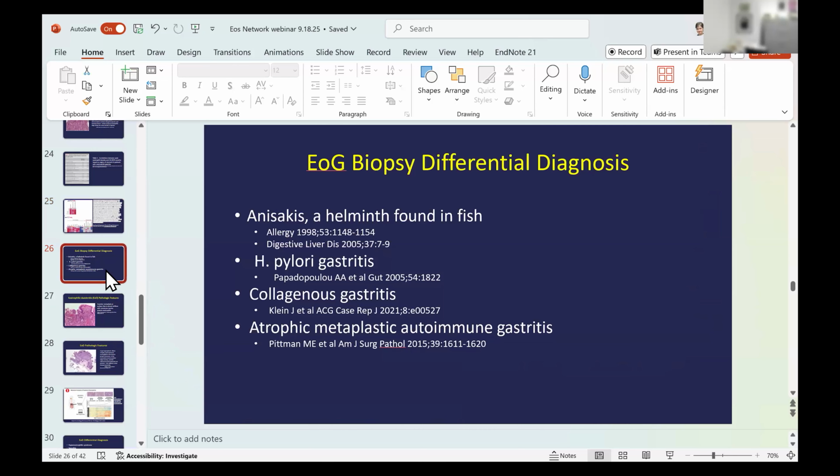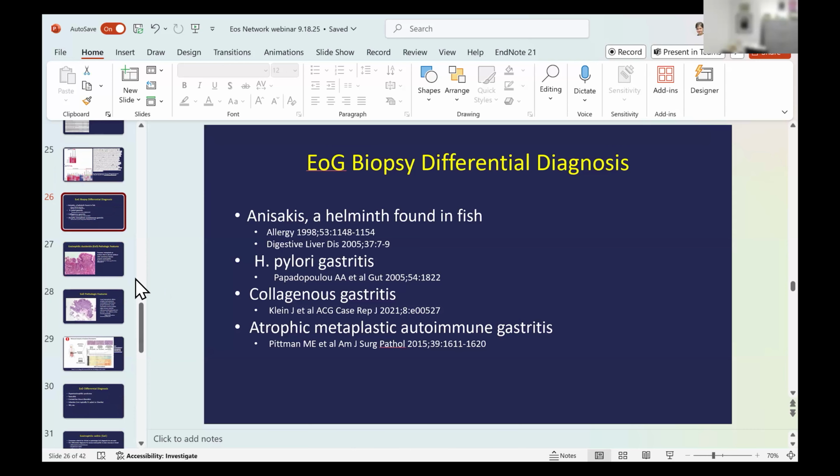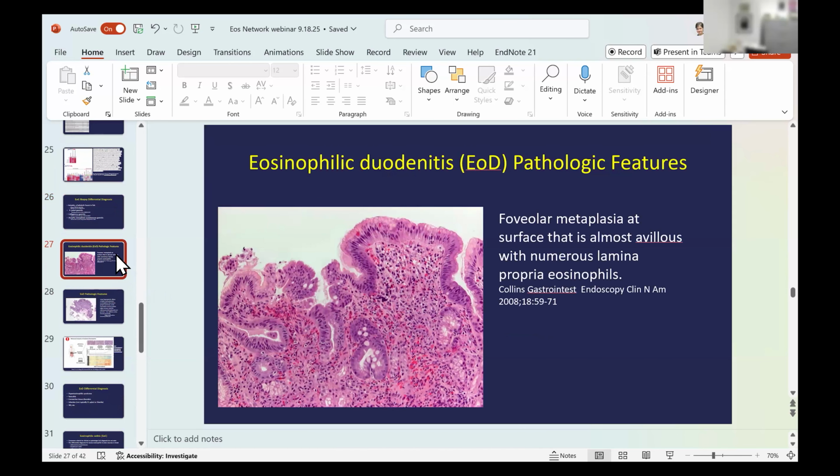And the differential diagnosis in eosinophilic gastritis includes anisakis, which is a helminth found in fish. H. pylori gastritis can have a lot of eosinophils. Collagenous gastritis is a disorder where there's thickening of the collagen under the epithelium, and atrophic metaplastic autoimmune gastritis is another unusual form of autoimmune gastritis, but it can, at an early phase of its life cycle, have a lot of eosinophils in the lamina propria.